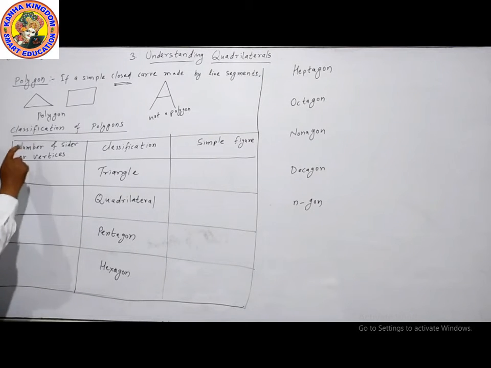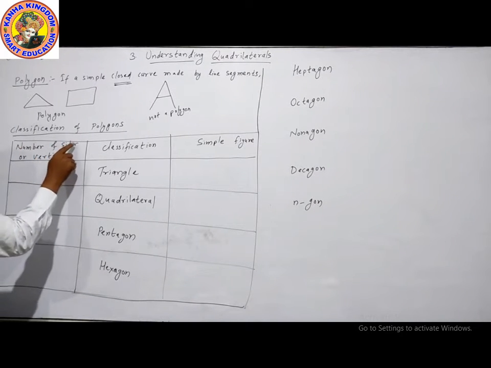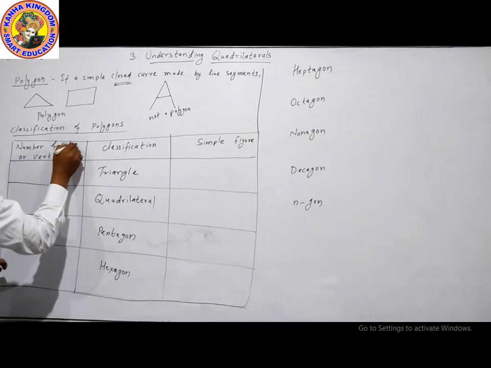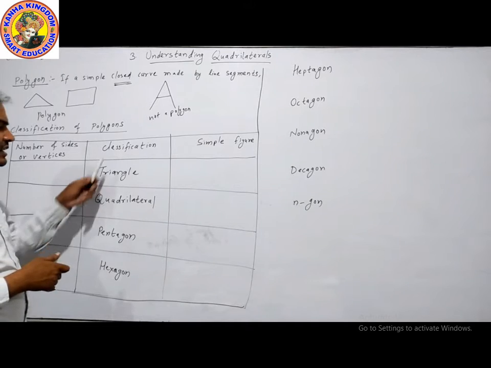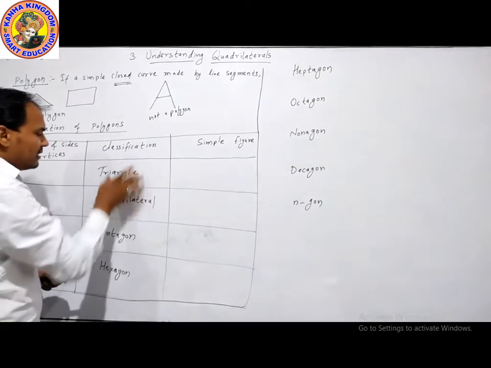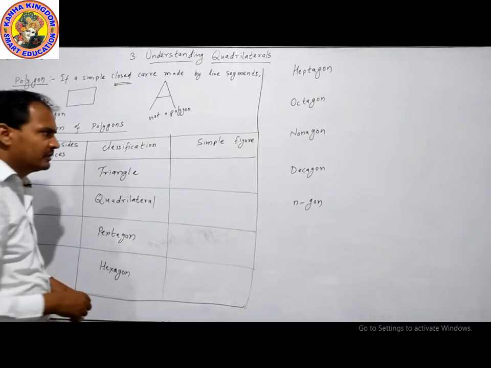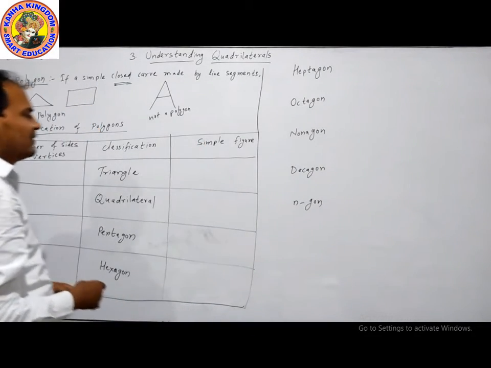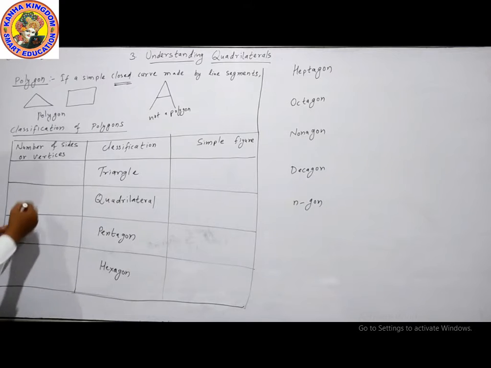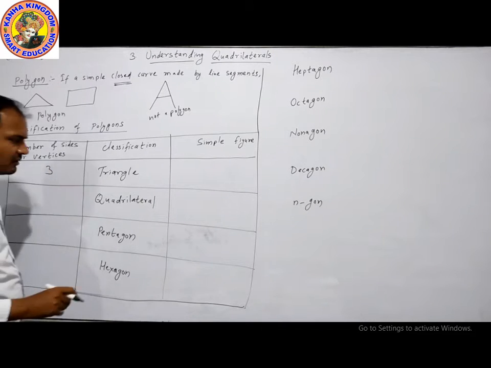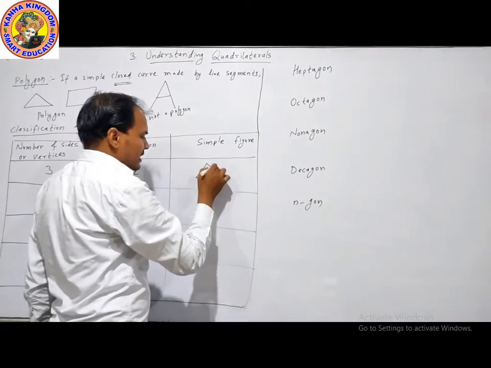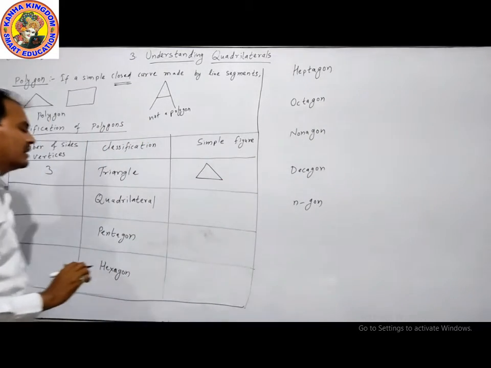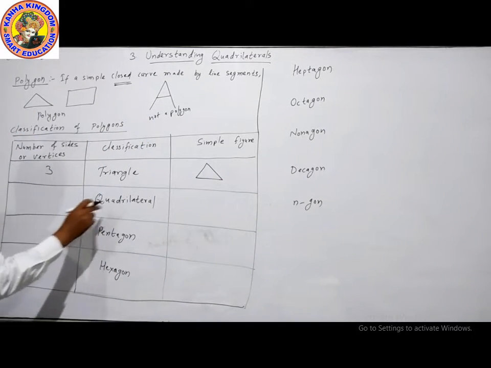Now classification. First is number of sides or vertex. In this topic we write down the name of polygon. Next is simple figure. First is triangle. Triangle having 3 sides or 3 vertex. Triangle diagram. The diagram made by 3 sides. This is our triangle.